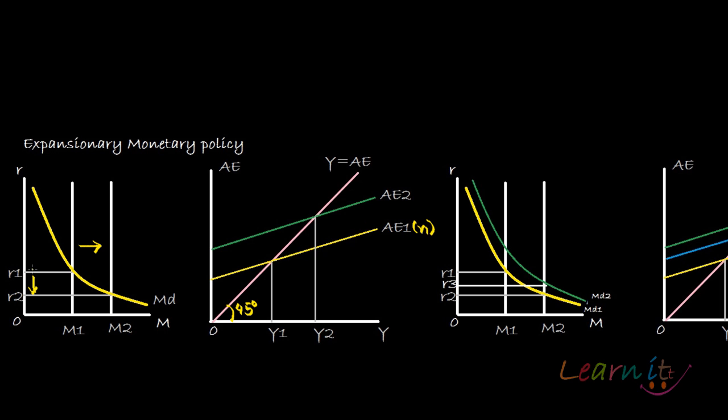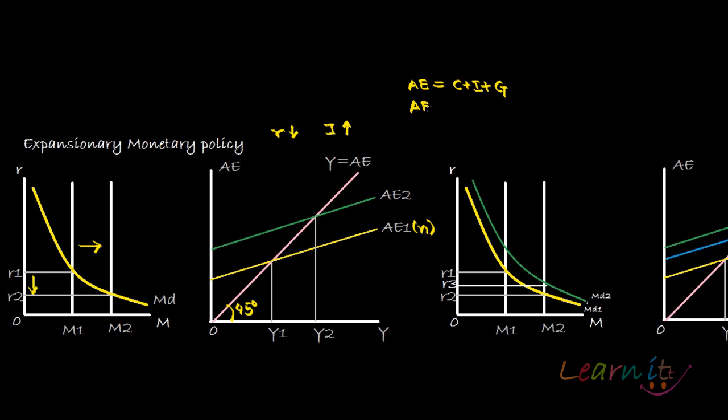Now, because of the fall in the interest rates, investments would increase. When interest rates have fallen, investments would increase. When investments increase, aggregate expenditure in the economy would increase. What is the level of aggregate expenditure? C plus I plus G.